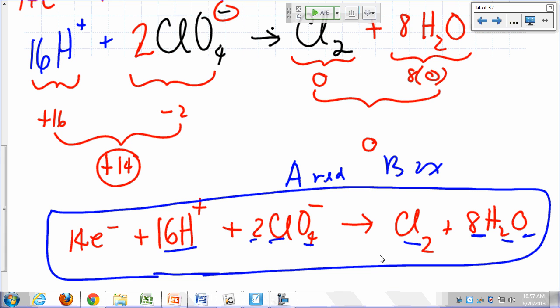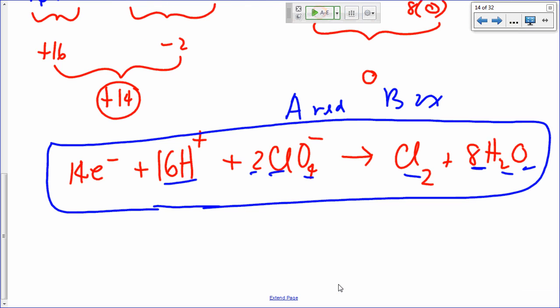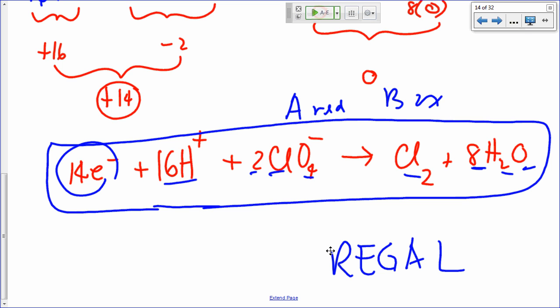Here's another memory aid I've developed for this. Reduction, remember, is electrons gained, right? It appears on the left. Electrons appear on the left. I like making stuff like that so I can remember things on a test. Okay, so it's reduction. Okay, so electrons gained.